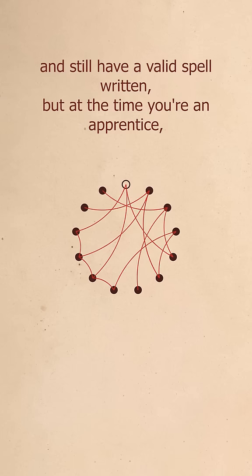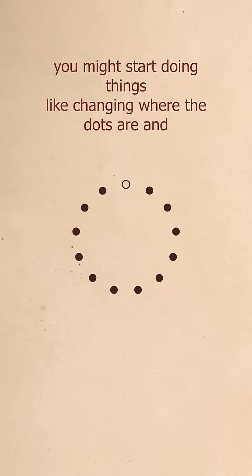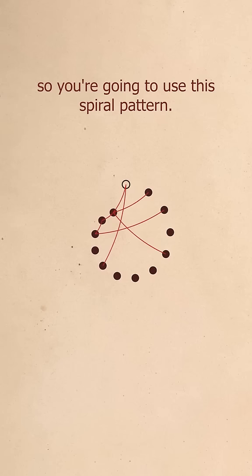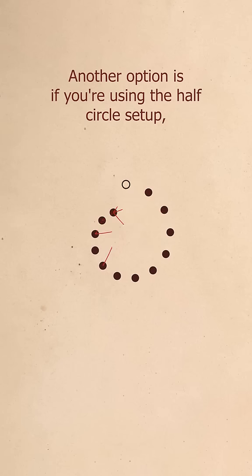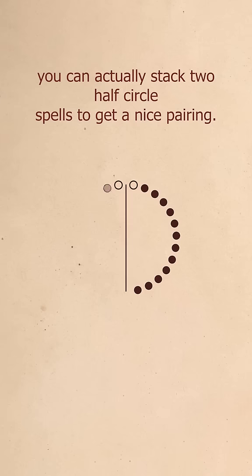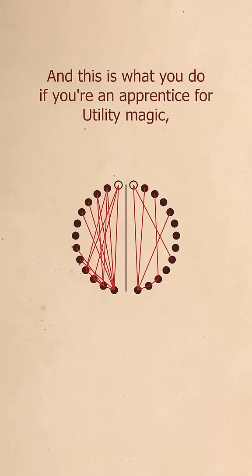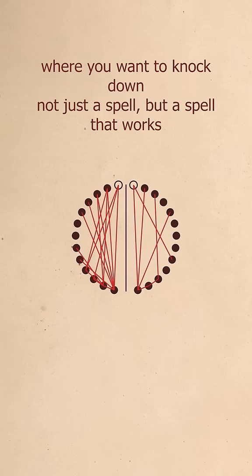By the time you're an apprentice, you might start doing things like changing where the dots are, so you're going to use this spiral pattern. Another option is if you're using the half circle setup, you can actually stack 2 half circle spells to get a nice pairing, and this is what you do if you're an apprentice for utility magic, where you want to note down not just a spell, but a spell that works well with it.